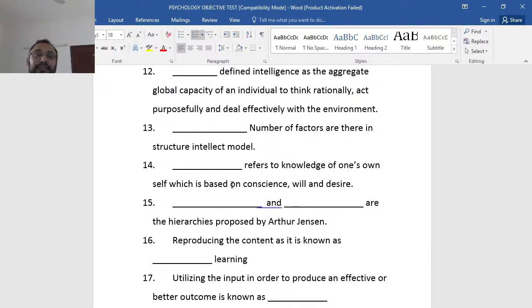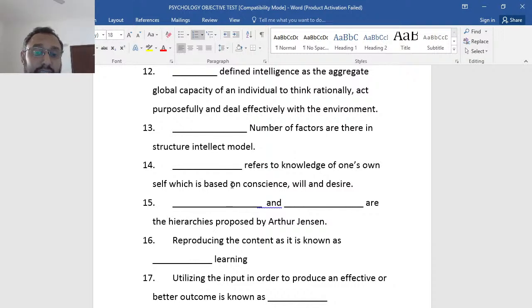Now the question number 15: what two are the hierarchies proposed by Arthur Jensen in intelligence, level 1 and level 2? Level 1 is associative learning and level 2 is cognitive competency. Let us see the 16th one, you will get the clarity. Reproducing the content as it is is known as associative learning, level 1. Whatever you learn, you reproduce as it is, like a child by-hearting nursery rhymes or tables and reproducing them as they are. That is level 1.